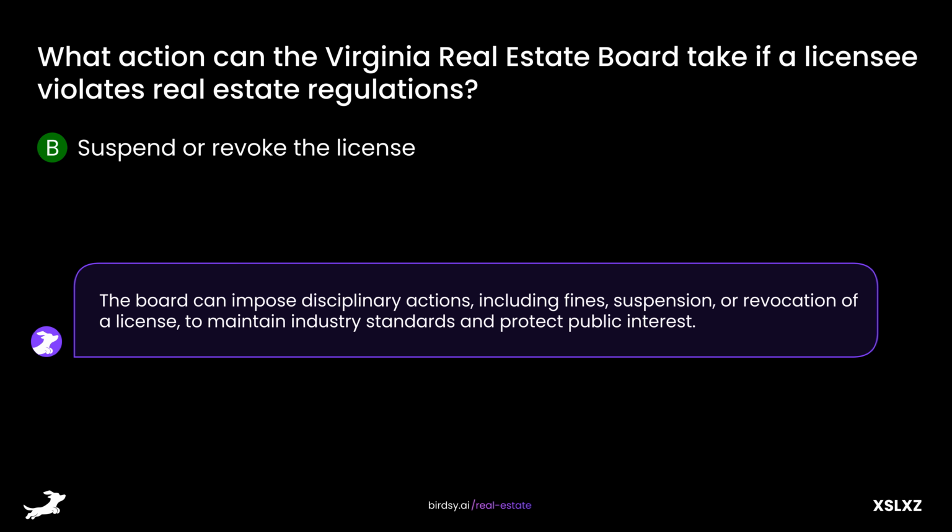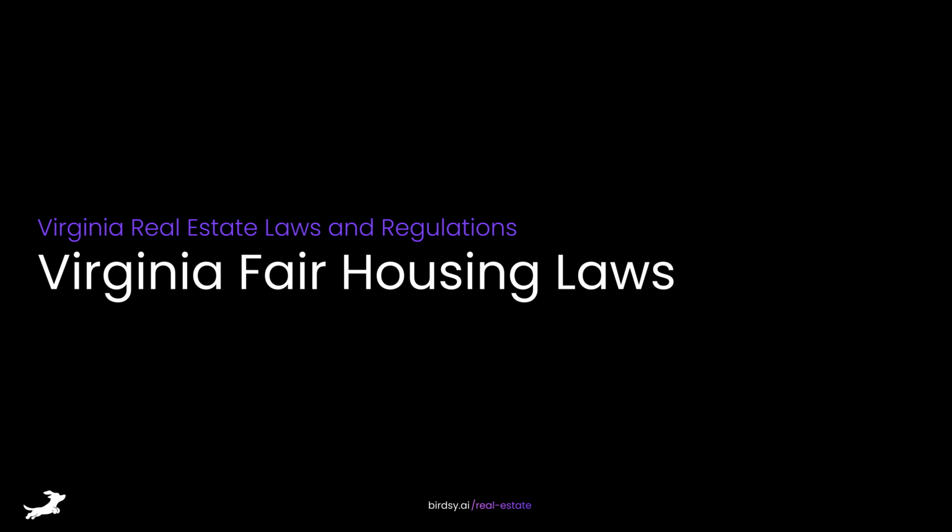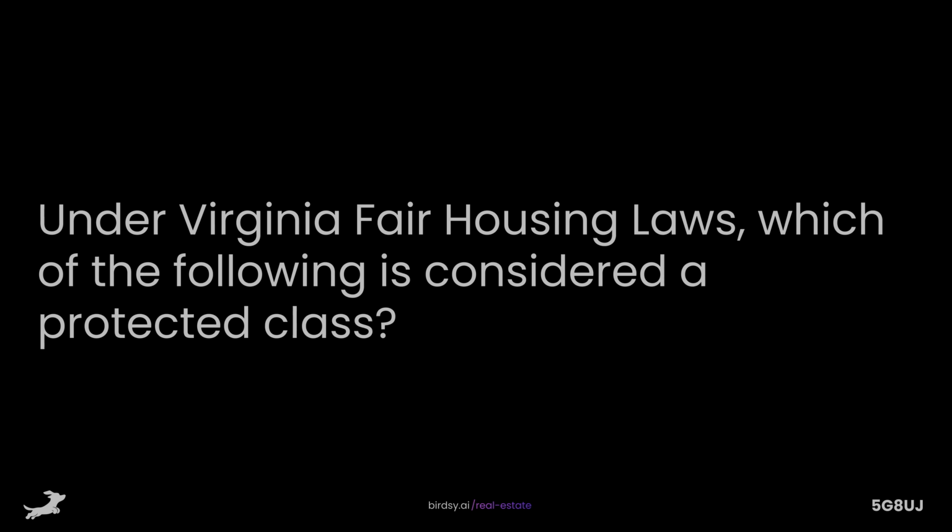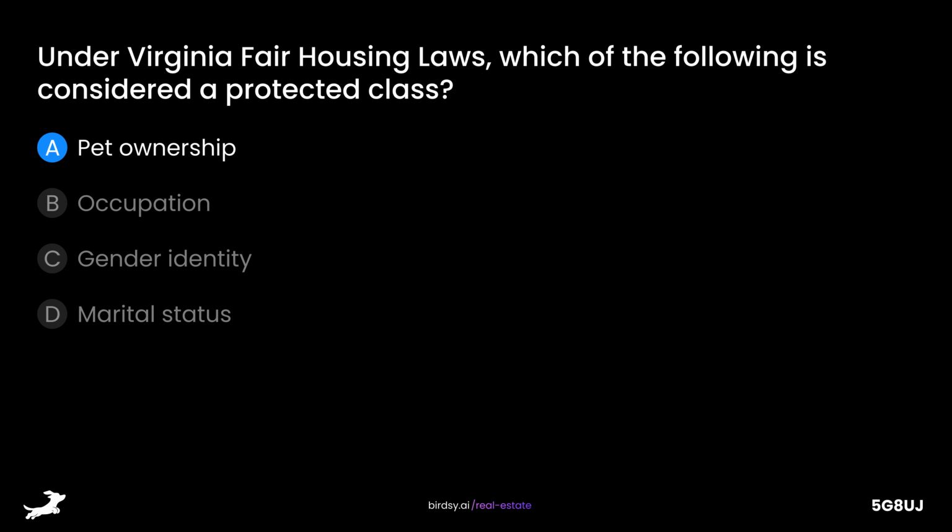The board can impose disciplinary actions, including fines, suspension, or revocation of a license, to maintain industry standards and protect public interest. Virginia Fair Housing Laws. Under Virginia Fair Housing Laws, which of the following is considered a protected class? Is it A, pet ownership, B, occupation, C, gender identity, or D, marital status?